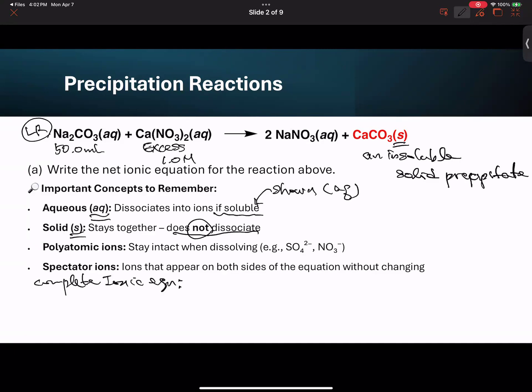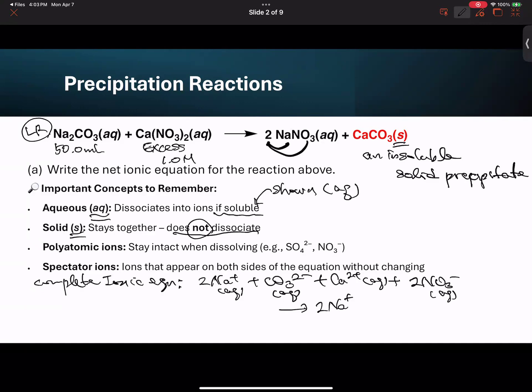So break apart every aqueous species. Na2CO3: Na2 contains 2 sodium cations per formula, so from 1 mole of formula, 2 moles of sodium cations come out. It is all aqueous. And CO3 carbonate has a 2 negative charge, and it is mixed with the calcium 2 plus cation and 2 nitrate anions, Ca(NO3)2. It is forming 2 sodium nitrate, so we need to distribute: 2 sodium cations and 2 moles of nitrate anion, and forming CaCO3. CaCO3 does not break apart.